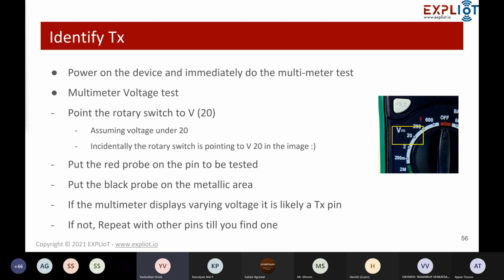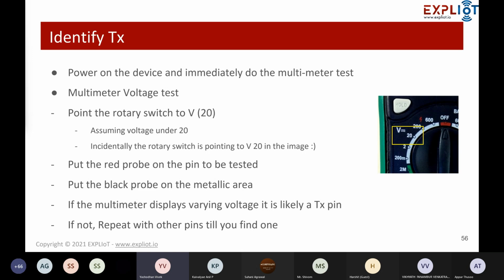Now let's just focus on the transmit part. Assuming that we have a certain voltage like 3.3 volts or 5 volts for that matter, if you observe the multimeter range at 20 volts, we keep our probe on one of the pins and try to measure it against the rest of the two pins. So how do we identify which is a transmit pin?